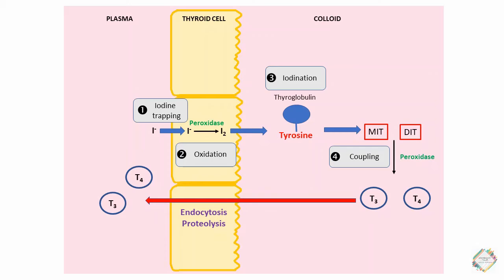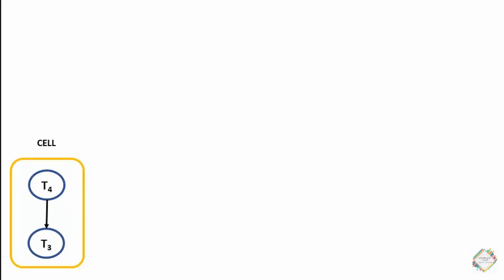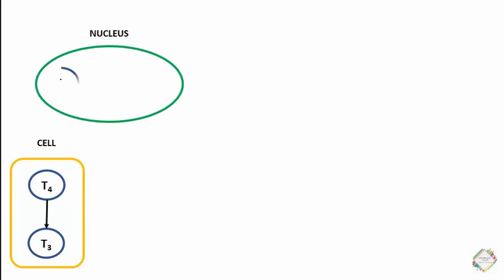Most of the hormone, T3 and T4, is bound to the thyroxine binding globulin in the plasma. The hormones must dissociate from the thyroxine binding globulin prior to entry into the cells. Within the cell, T4 is enzymatically deiodinated to T3, which enters the nucleus and attaches to specific receptors. We have already mentioned T3 is the most active form. That's why T4 also gets converted to T3 to produce its action.